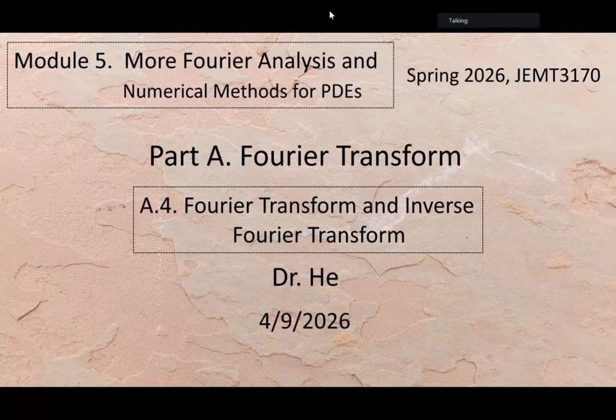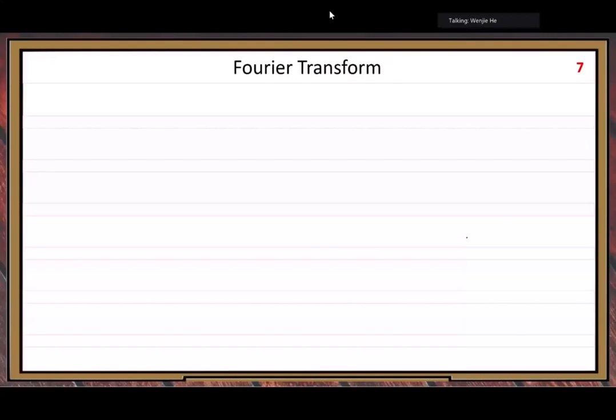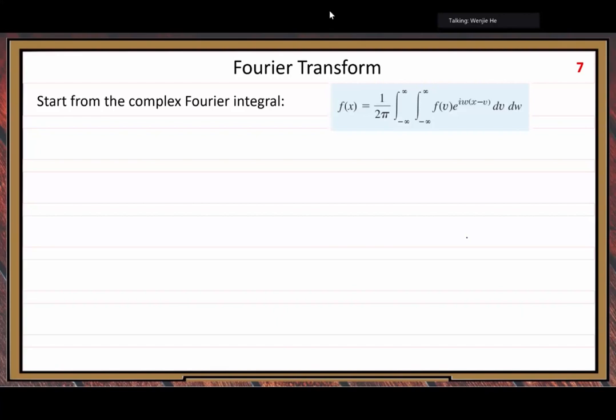It comes from the Fourier integral of complex form that we just derived. So we start with the Fourier integral in the complex form. The Fourier transform is so important in math. We start from the complex Fourier integral, that formula. In this formula, we use a double integral: an inner integral and an outer integral.